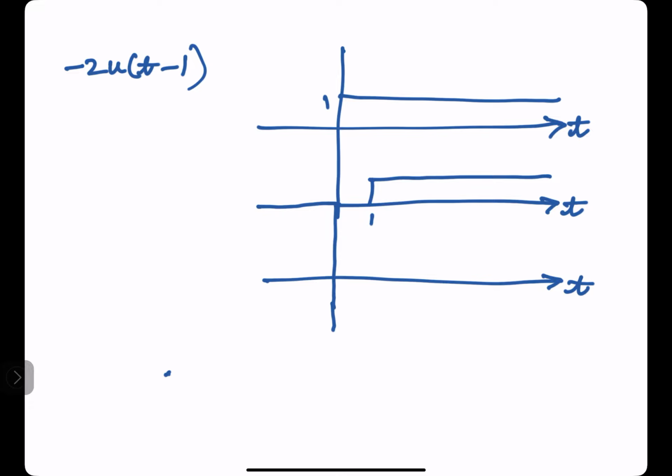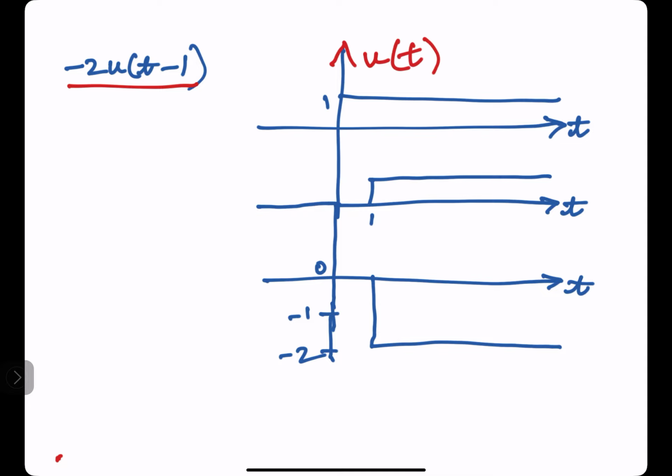Now let us consider this example, minus 2 into u of t minus 1. So first we need to plot this u of t. So here two operations are combined, that is time shifting and amplitude scaling. So first we will plot u of t, which has amplitude 1 from t equivalent to 0 to infinity.